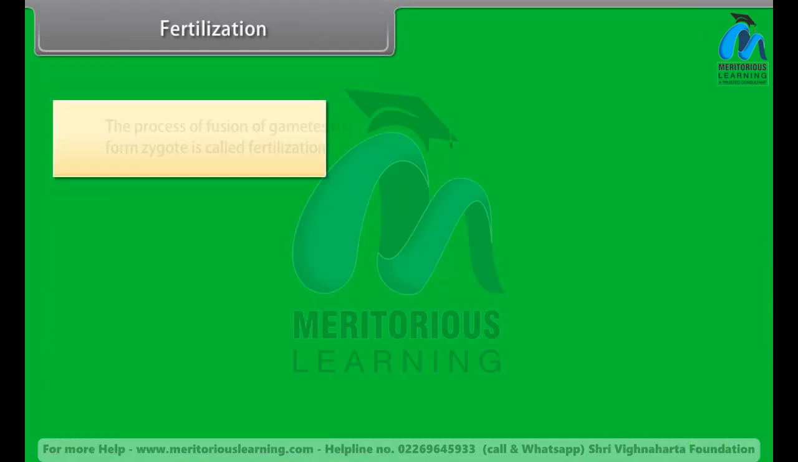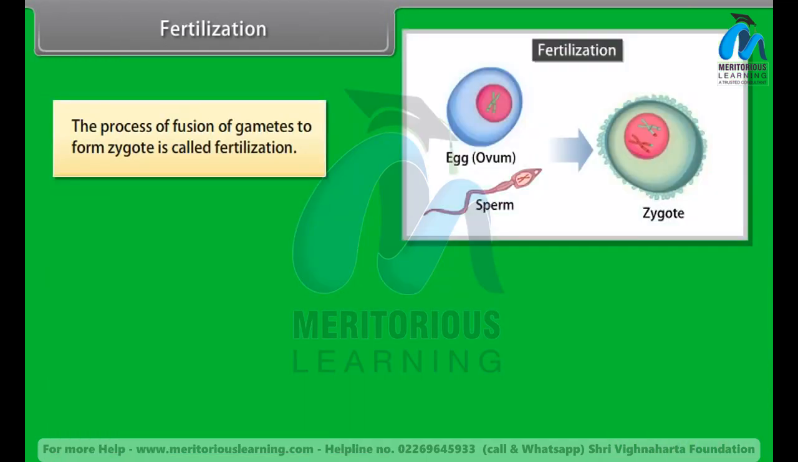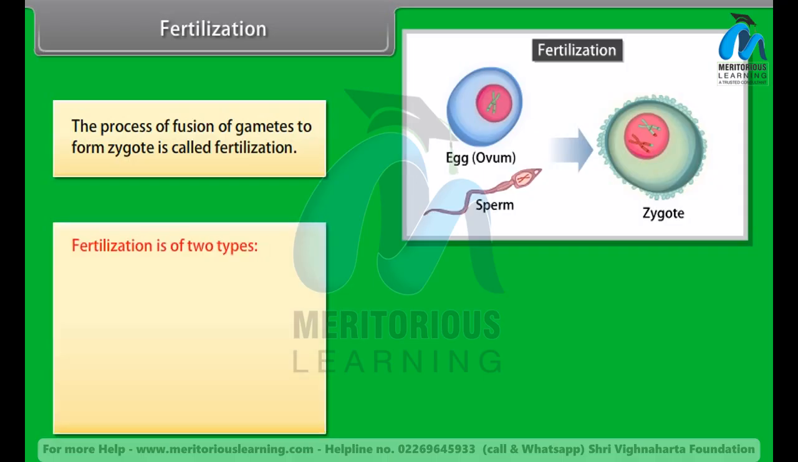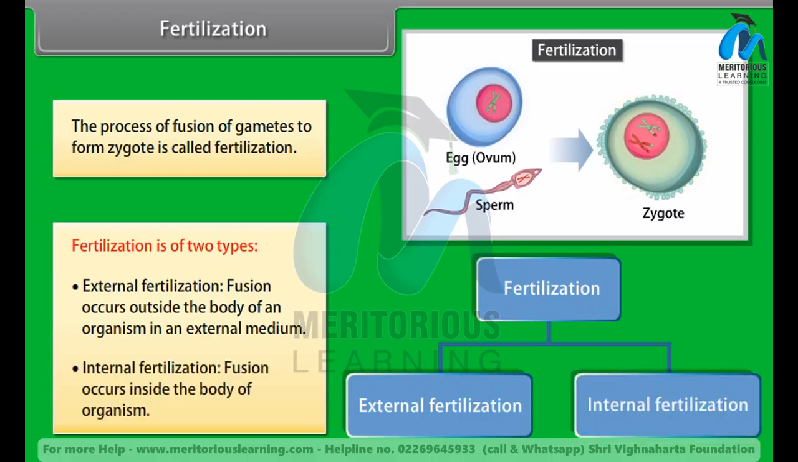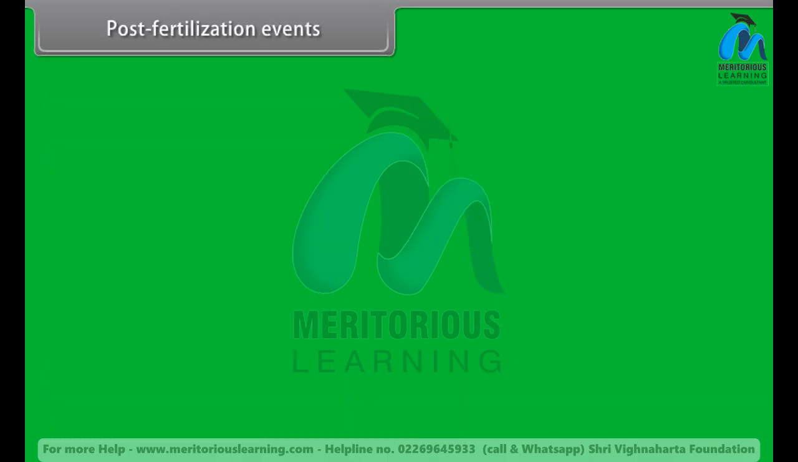Fertilization. The process of fusion of gametes to form a zygote is called fertilization. Fertilization is of two types. External fertilization: fusion occurs outside the body of an organism in an external medium. Internal fertilization: fusion occurs inside the body of the organism.